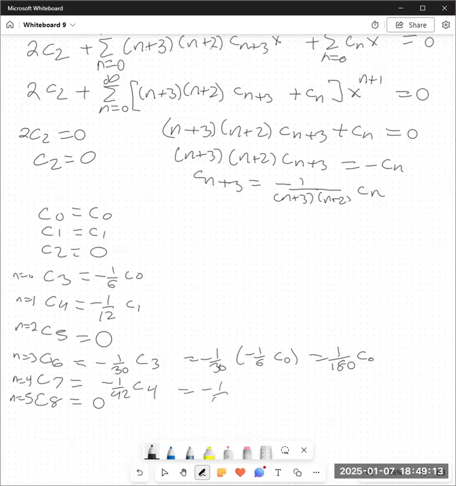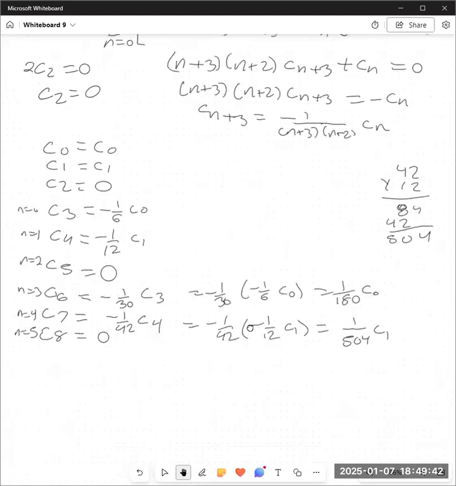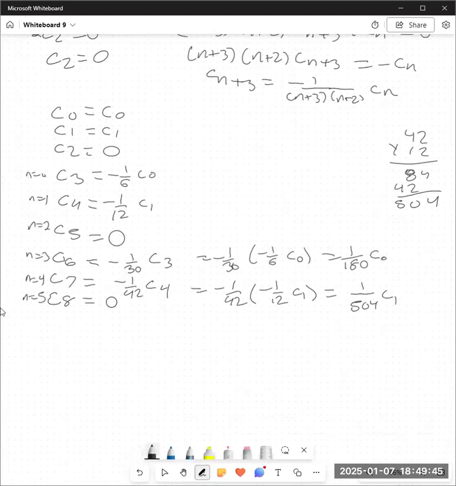C4 is negative 1 over 42 times negative 1 over 12, C1, which is a big number. And it's one of the other reasons that I'm stopping there. 84, 42, 504. Negative, negative is a positive. C1, okay, that's enough for me. If you want to go a little further, you can, but you'll probably need the assistance of a calculator for that.